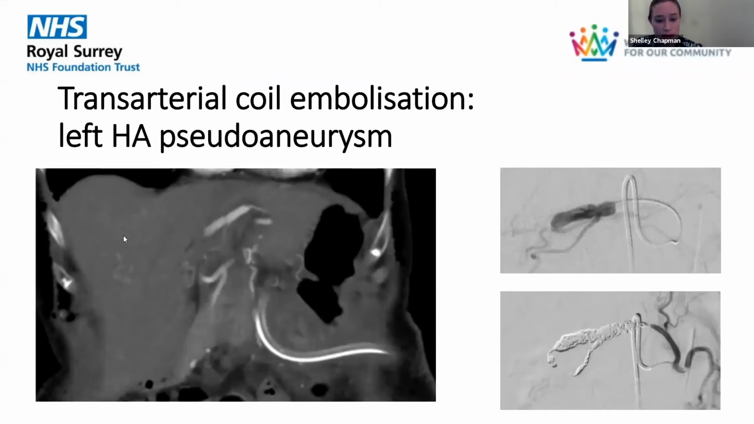So they had a CT angiogram. This is the coronal image. And here you can see an abnormality in the left side of the liver. And this is actually pseudoaneurysmal dilatation of the left hepatic artery, which in this patient is arising from the left gastric. So the patient came to the angio suite.